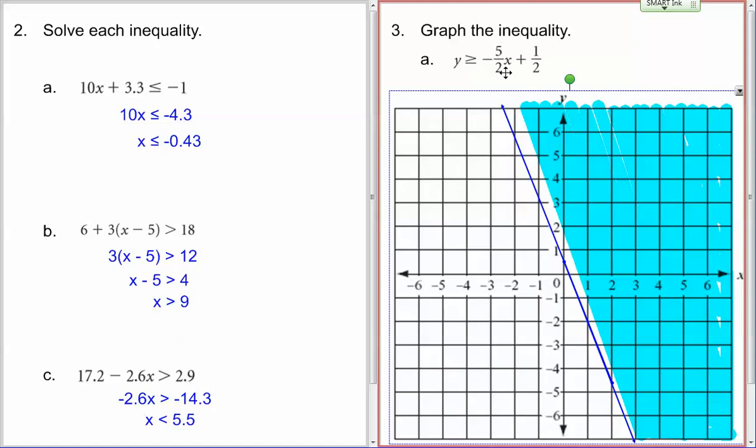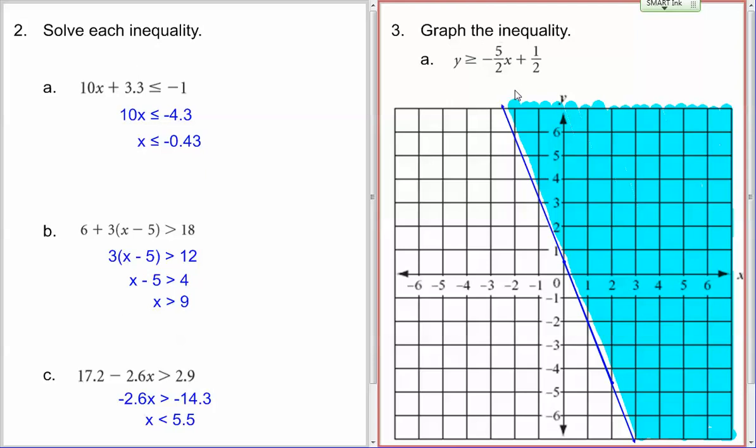Alright, so there we go. So then my shading should look more, I got to add a little bit of shading right here. Okay, and the reason for the shading is that the point (0, 0), if I test that by throwing it into the inequality, I'll get 0 is greater than or equal to 1/2.